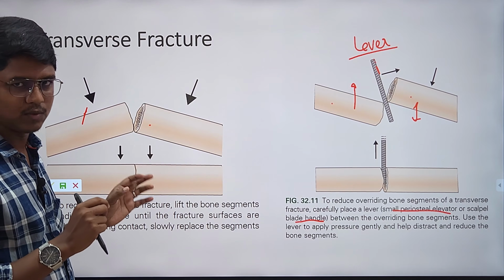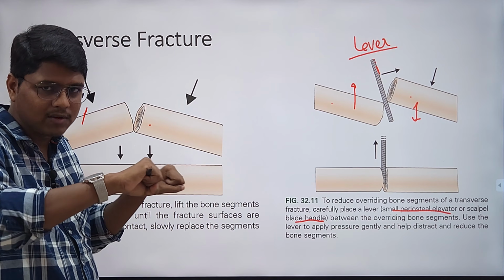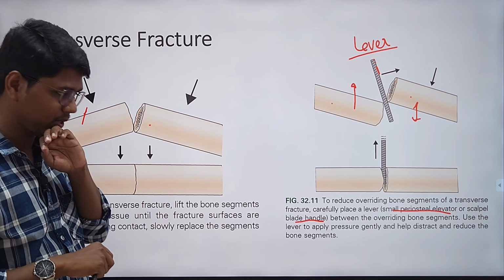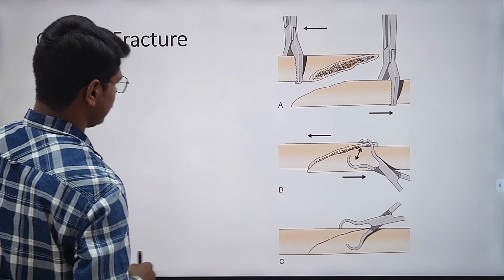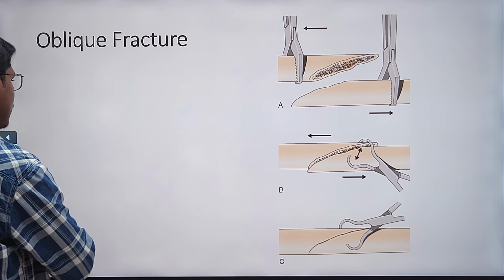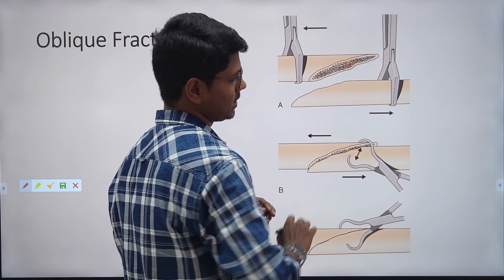This is the basic thing. You have to counter the muscle contraction with distraction. By physical force, you have to distract those segments, the proximal segment and the distal segment. Next is the oblique fracture. How can you reduce an oblique fracture? In case of an oblique fracture, you have to hold these bone segment fragments.